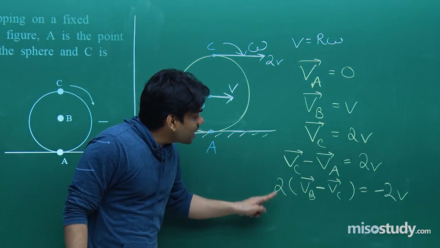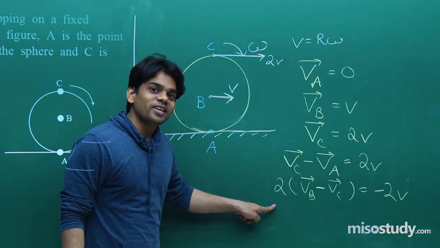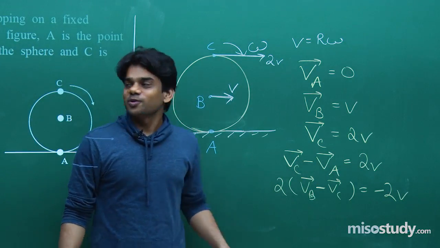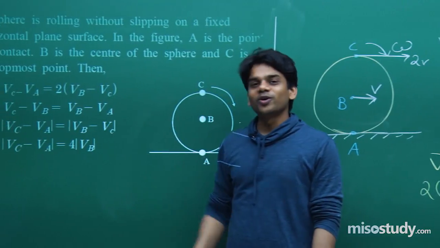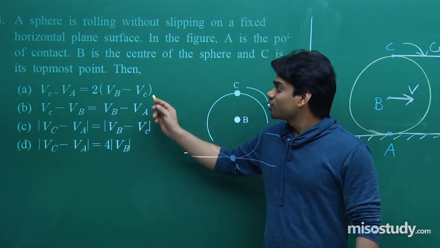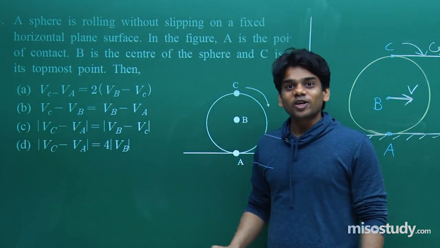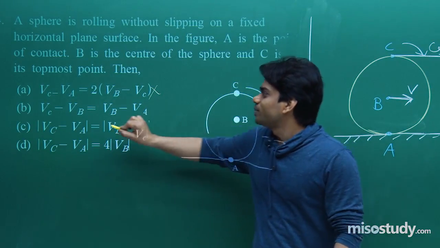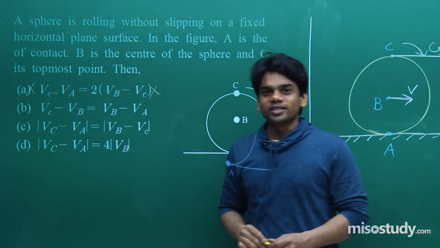The magnitude is the same in both the cases, but their directions are different, and here we have to show them vectorially. Their directions are different, so this will be incorrect. It's not a right option, it's an incorrect option. This is how you have to proceed.